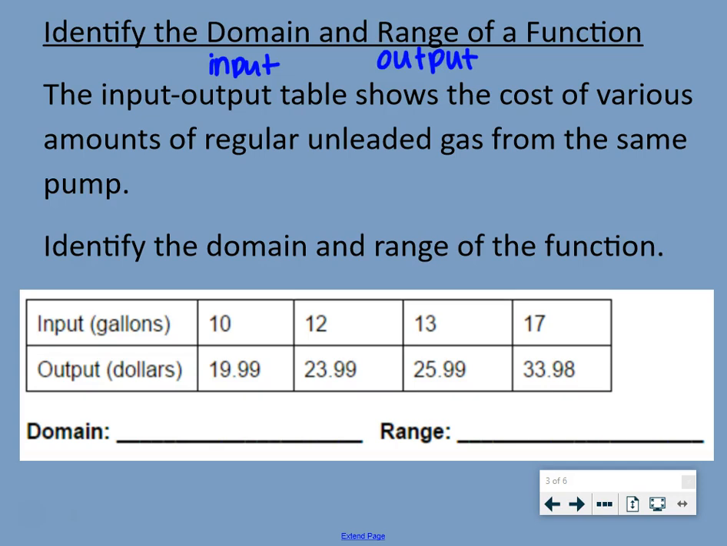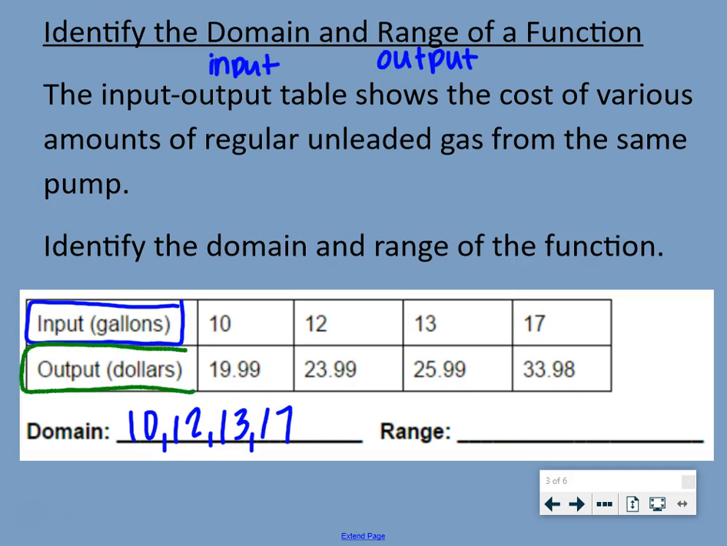So the input is your gallons, what you're putting into the function. So that would be 10, 12, 13, and 17. So that's going to be your domain. 10, 12, 13, and 17. Those are your input values. Then your output values are dollars, how much you have to pay to get the gas, which is going to be $19.99, $23.99, $25.99, and $33.98. So I'm just going to circle these and draw an arrow to the range. Those are your output values, what you get out of your function.